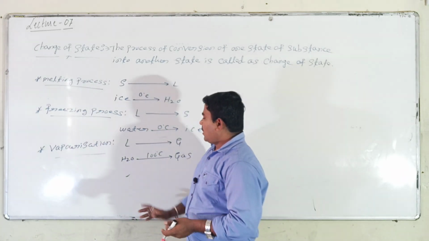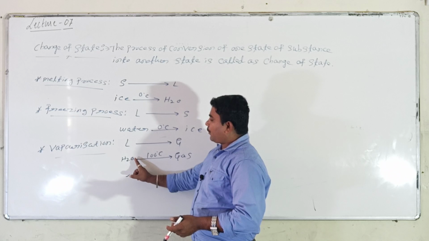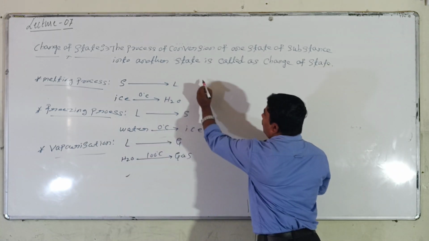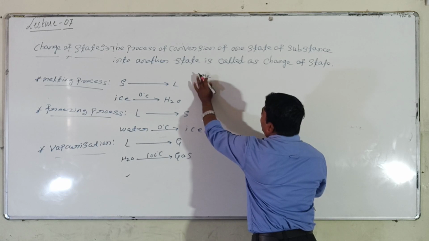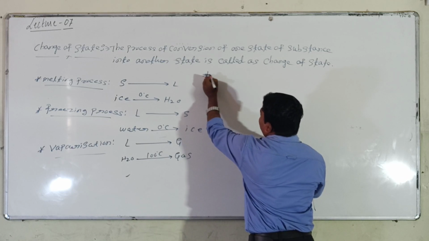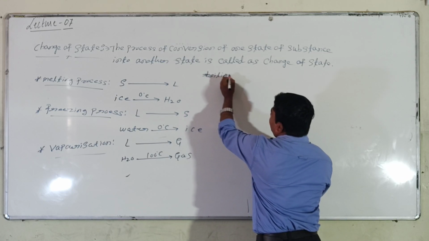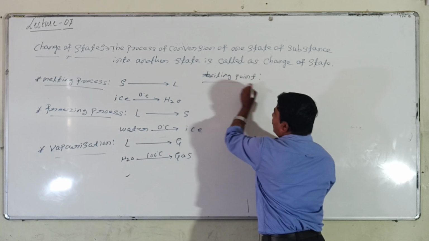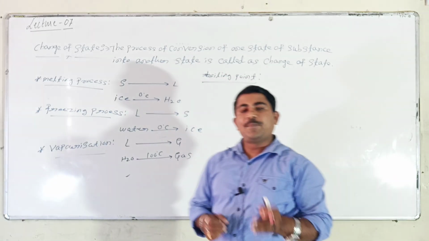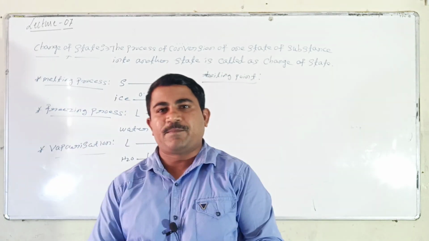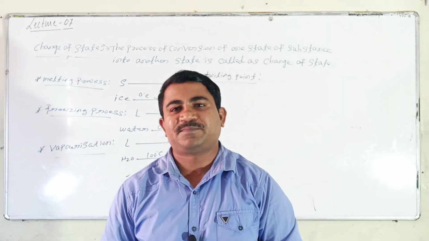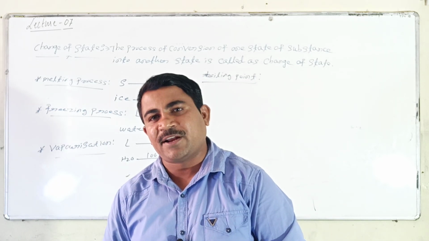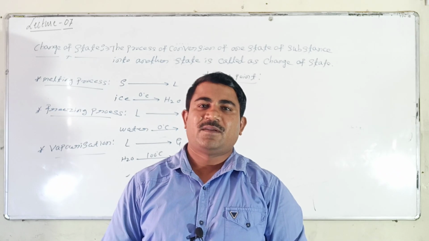Then the temperature at which the liquid state is converted into gaseous state, that temperature we are calling boiling point of the substance. Boiling point. See here, this is important, boiling point. The boiling point of the substance mainly again depends on three factors. One is pressure, second one is nature of material, and third one is impurity.